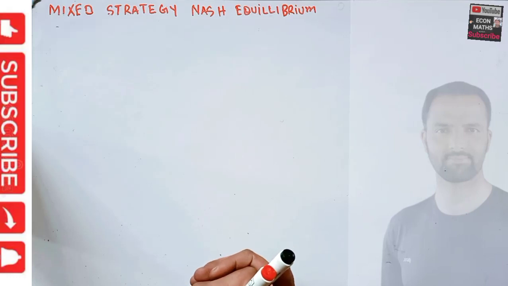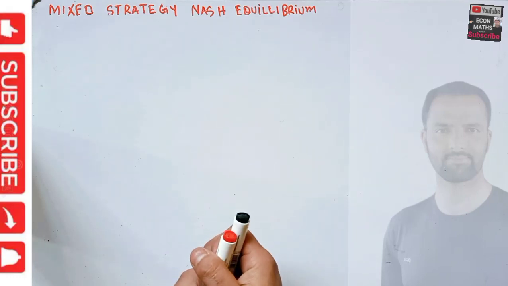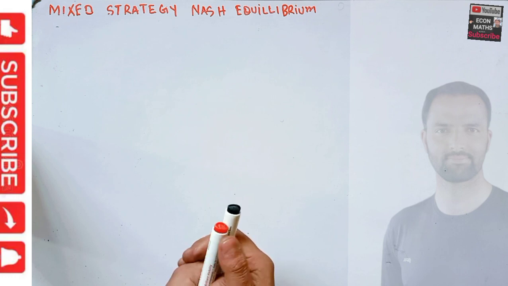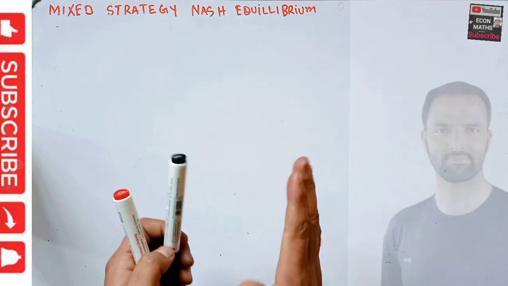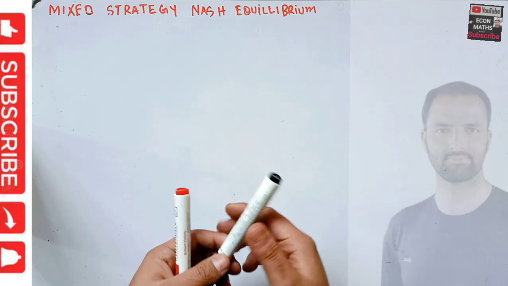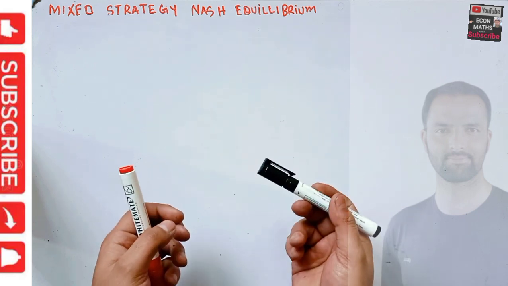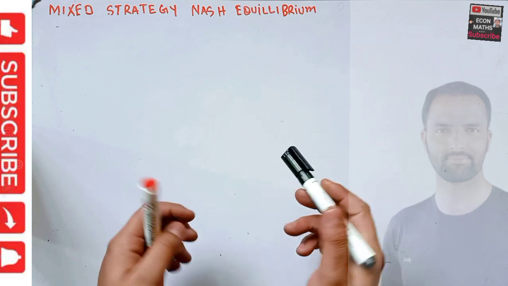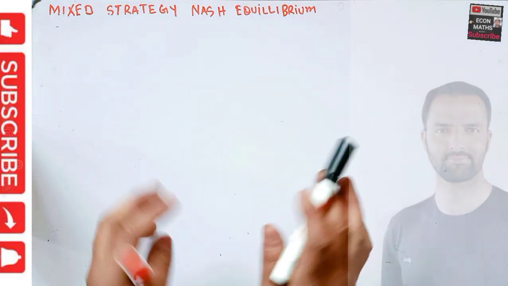In this video, we will learn about mixed strategy Nash equilibrium. Before we know what is meant by mixed strategy, we know that in pure strategy, there is no probability attached to the choice of strategy. Either the player plays a strategy or he does not play. There is no probability attached to the choice of strategy.